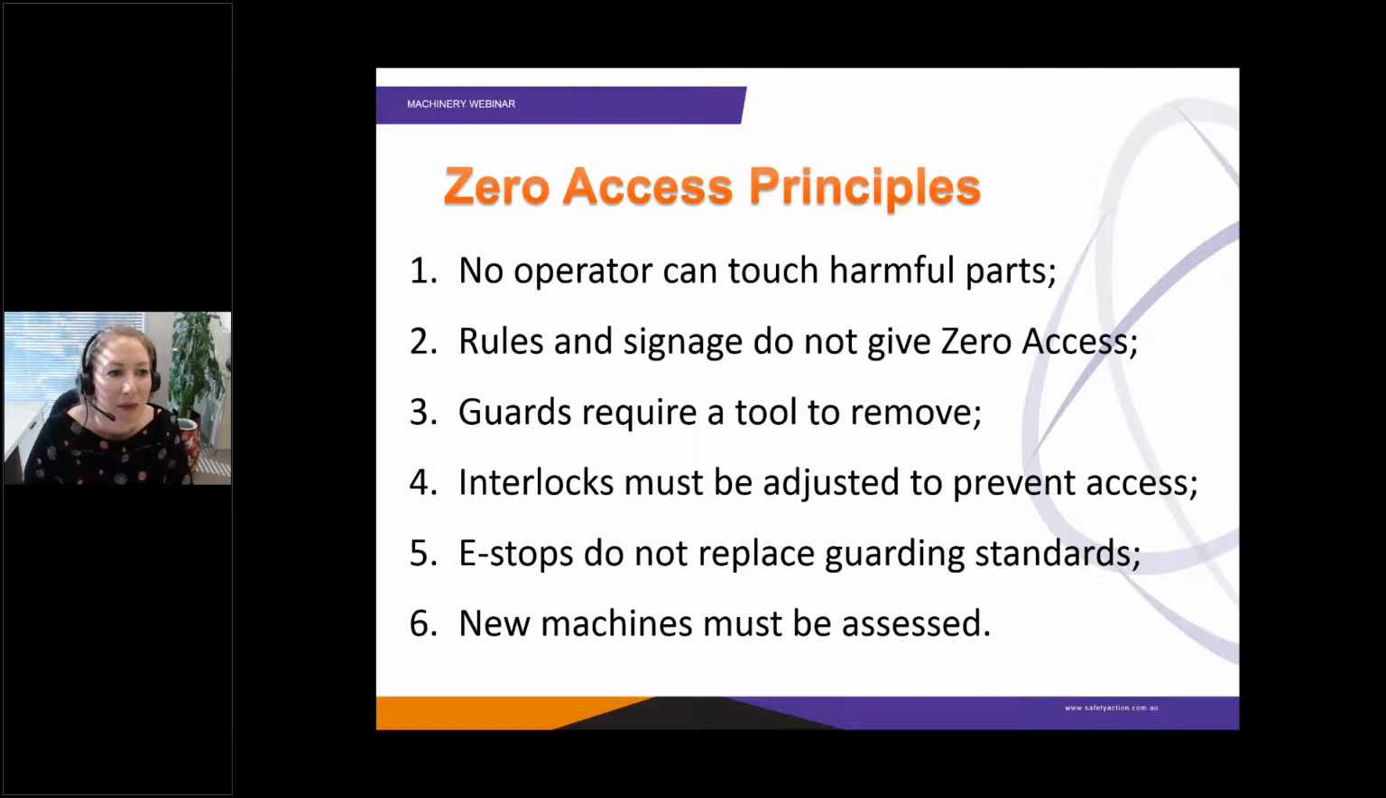Rule number 3: to be a guard, it must require a tool to remove it or be interlocked, which means that a guard that is just sitting on top of a machine, not secured down, I don't call that a guard, I would call that a cover. All guards need to be properly secured. Interlocks need to be adjusted to prevent access until safe. It's important when assessing machinery that you consider whether your interlocks are easily tampered with, and check that they do in fact stop a machine to a safe condition before access is possible.